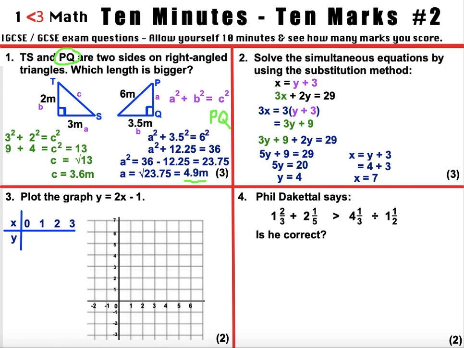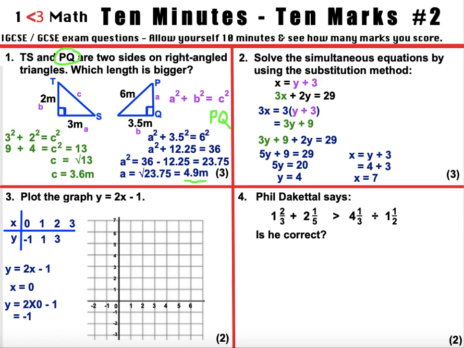So in this case, y equals 2x minus 1. That means 2 times the x value, take away 1. So when x equals 0, 2 times 0, take away 1 is minus 1. So when x equals 0, y equals minus 1. We do the same thing for when x equals 1. 2 times 1 is 2, take away 1 is 1. So when x equals 1, y equals 1.